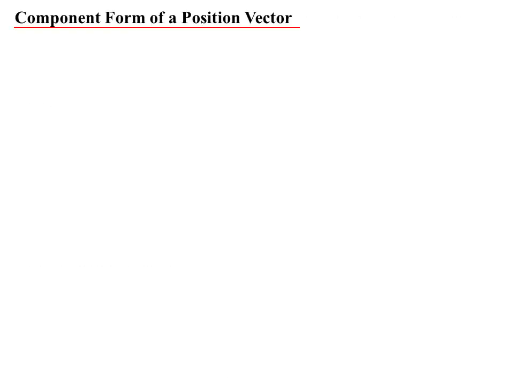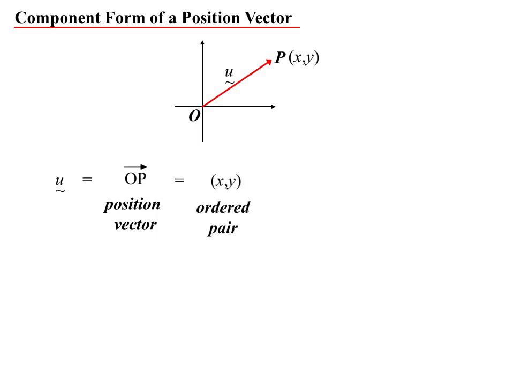So the component form of any position vector: it's joined to the origin because it's a position vector rather than a displacement vector. It'll end up at the point (x, y). I'm calling it the vector u. So u, the position vector OP. Its coordinates, or its ordered pair, is (x, y).